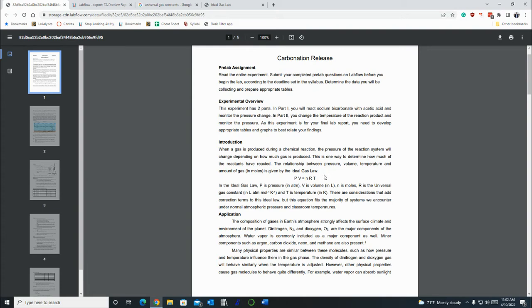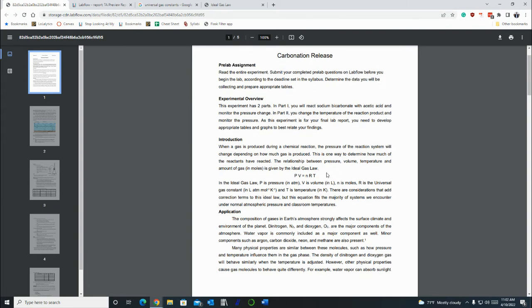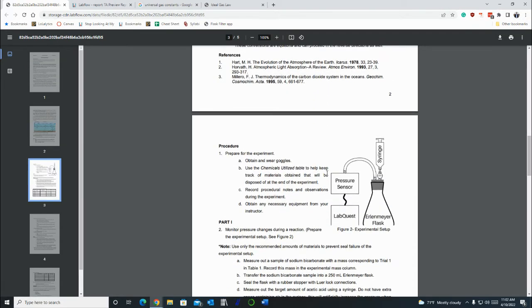So there's some background for your lab report. This may be very helpful for writing your introduction. Let's go over the procedure a little bit.